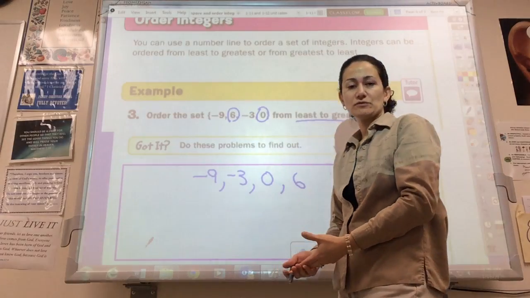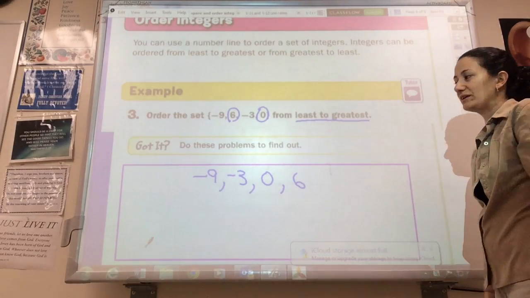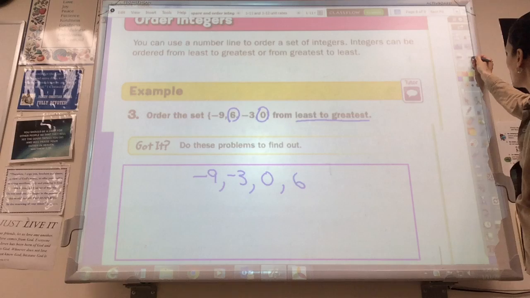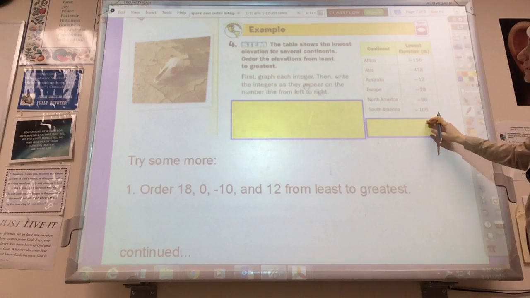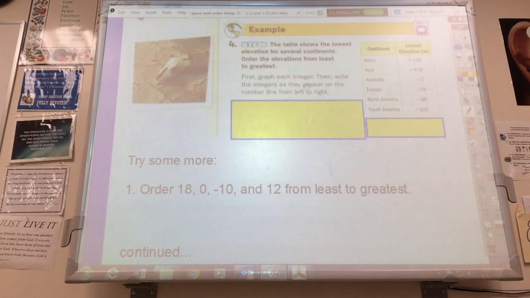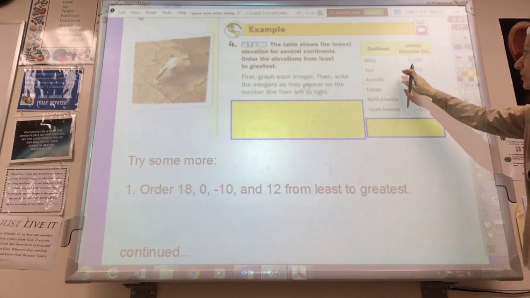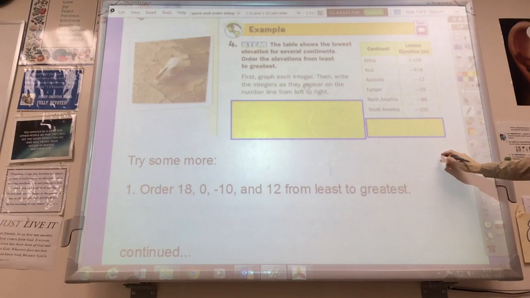Consider the negative numbers first, then 0 if you have it, then any positive numbers in order from least to greatest. Here's a real life example. This table shows the lowest elevation for several continents. The lowest elevation would be the lowest point of the land. Usually there are valleys in between mountains or in canyons. So these are the lowest elevation points in all these different continents here. So they're all negative.